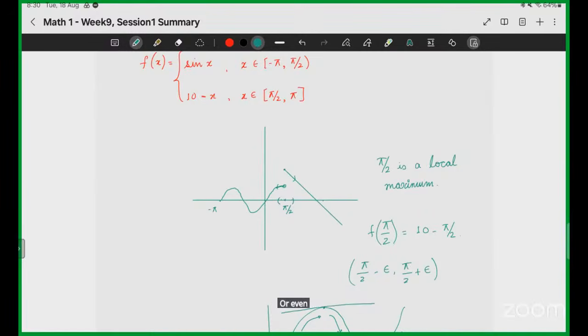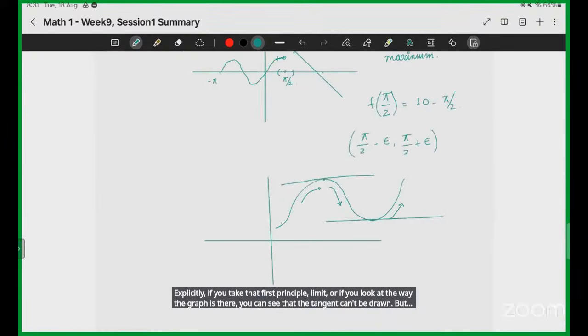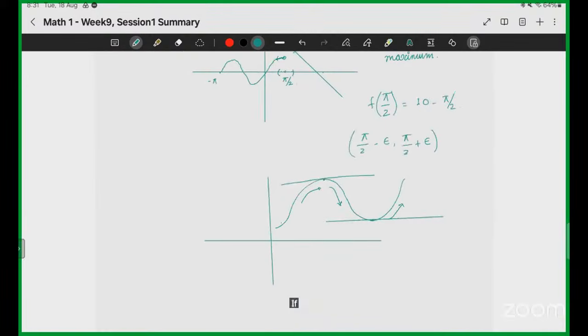Or even more explicitly, if you take that first principle limit, or if you look at the way the graph is there, you can see that the tangent can't be drawn. But in the case that the tangent can be drawn, if a local extremum appears, then the tangent becomes flat, meaning f prime a is equal to 0 at extreme points. At extrema, I'll just call it extreme. Okay.